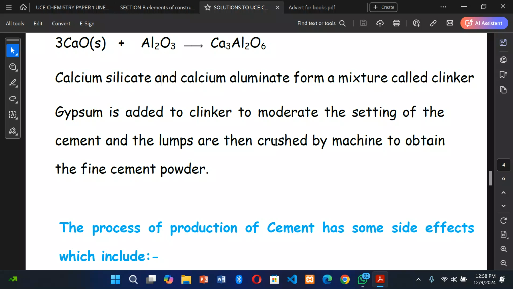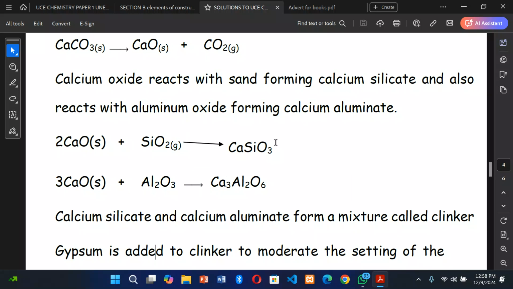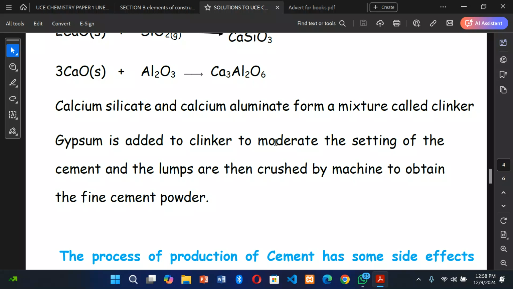Then we can look at another line. The calcium silicate and calcium aluminate form a mixture called clinker. Then gypsum is added to clinker to modulate the setting of cement, and the lumps are then crushed by machine to obtain the fine cement powder. So in this case, we get our final product.